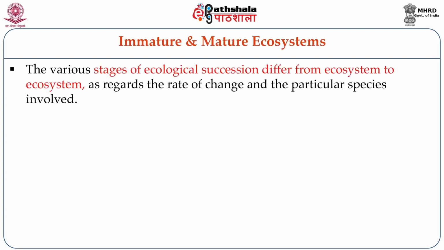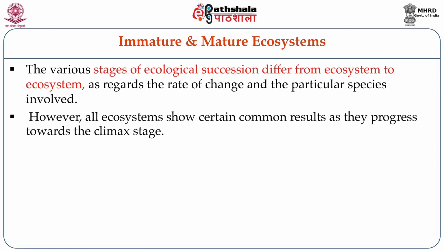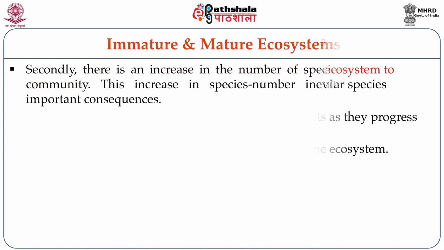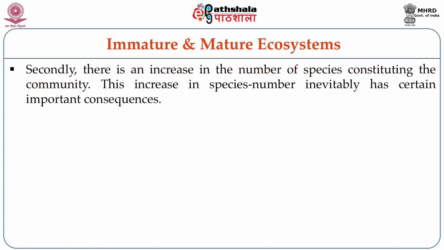The various stages of ecological succession differ from ecosystem to ecosystem as regards the rate of change and the particular species involved. However, all ecosystems show certain common results as they progress towards the climax stage. Firstly, there is always an increase in the biomass of the ecosystem. Secondly, there is an increase in the number of species constituting the community. This increase in species number inevitably has certain important consequences.